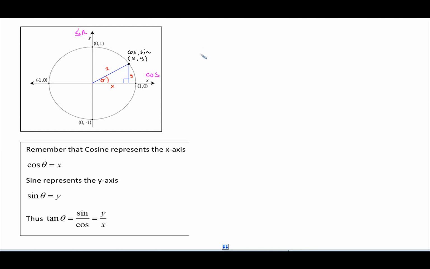So let's say I need to find the cosine of theta, this angle here. Well, cosine is adjacent, which is x, over the hypotenuse, which is 1. So we end up with cosine theta is equal to x. Sine theta: sine is opposite, which is y, over our hypotenuse, which is 1. So sine theta is equal to y. That's why cosine is represented by x and sine is represented by y.